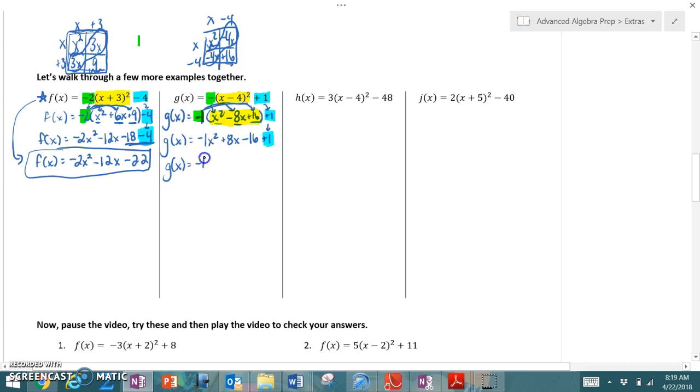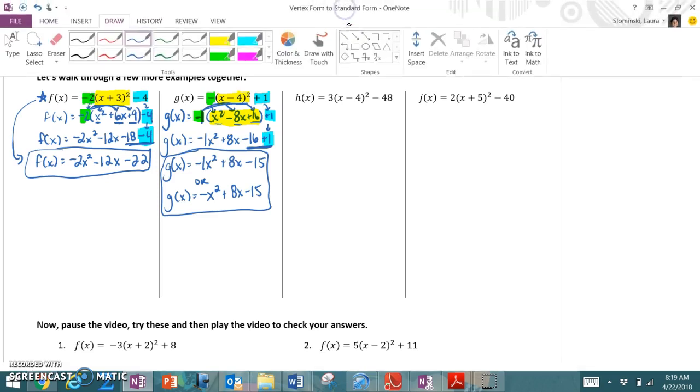Negative 1x squared comes down. If you just have negative x squared, that's the same thing. Plus 8x. And then I have a negative 16 plus 1 is a negative 15. Again, the other way you could have written this answer is just negative x squared plus 8x minus 15. That's usually how I would have it, because I don't put a negative 1 there, but either one would be fine. Alright, moving on to the next one.